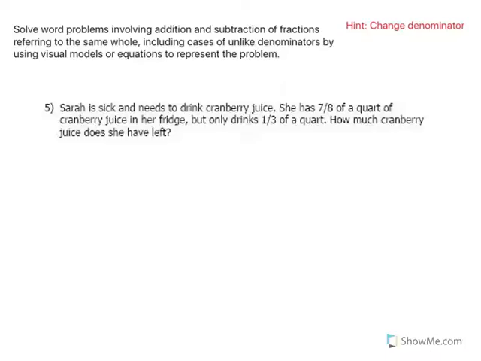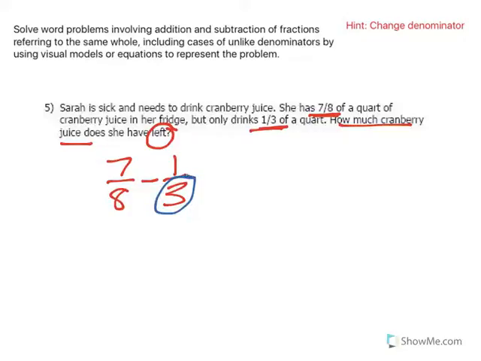So this is another subtraction problem we can tell. She had 7/8 of a quart, and then she drank 1/3 of it. So we're going to do 7/8 minus the 1/3 she drank to get how much cranberry juice was left. So we look at this and we see that the denominators are not the same. So we got to find our LCM, which will turn into our common denominator. So let's do our multiples.